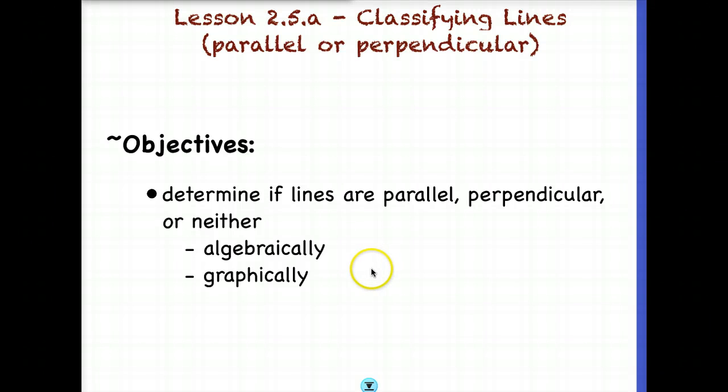For this lesson, 2.5.8, you will be classifying lines as either parallel, perpendicular, or neither. So our objectives are to determine if lines are parallel, perpendicular, or neither, and we'll look at it both algebraically and graphically.